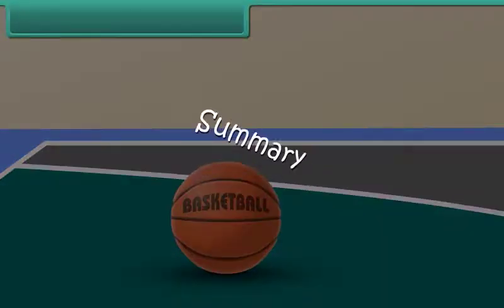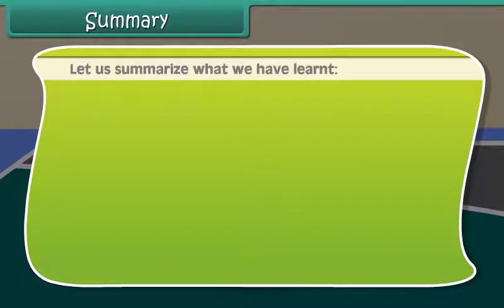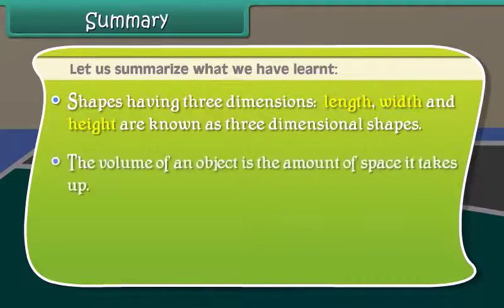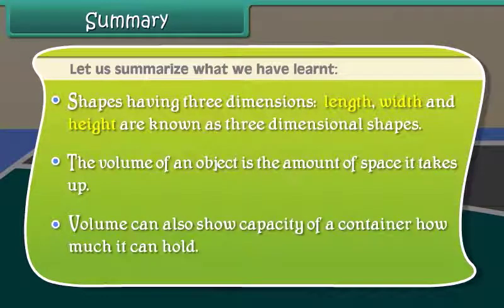Summary. Let us summarize what we have learned. Shapes having three dimensions, length, width, and height, are known as three-dimensional shapes. The volume of an object is the amount of space it takes up. Volume can also show the capacity of a container, how much it can hold.